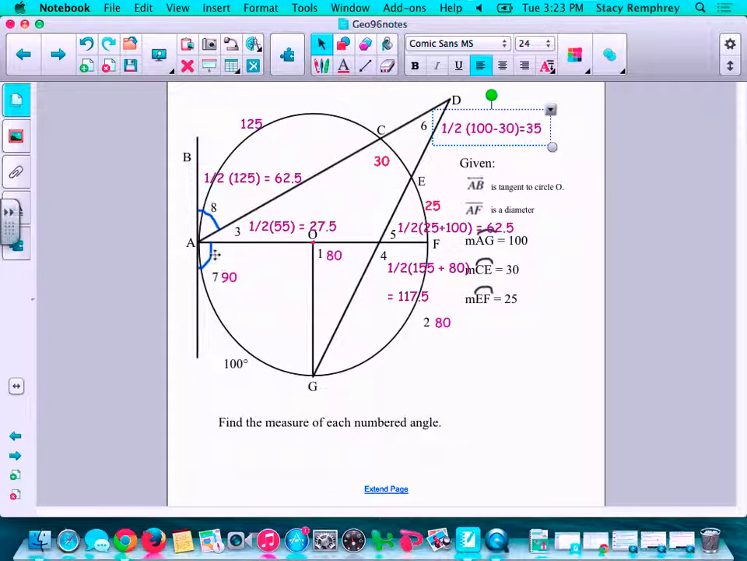Angle 7, you could have done that as an angle from a chord and a tangent, so it's half the intercepted arc, but I also know that a diameter and a tangent are perpendicular, so I knew angle 7 was 90 degrees. In angle 8, you could have done half the intercepted arc, or you could have used the fact that angle 7, angle 3, and angle 8 make a 180 degree angle and solved it that way. Okay, so that is the conclusion of the 9-6 notes.